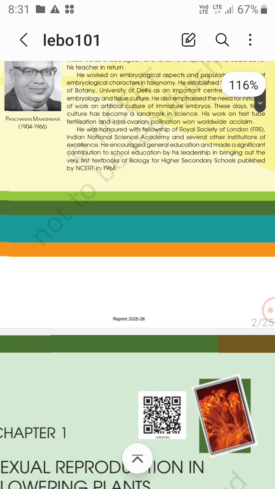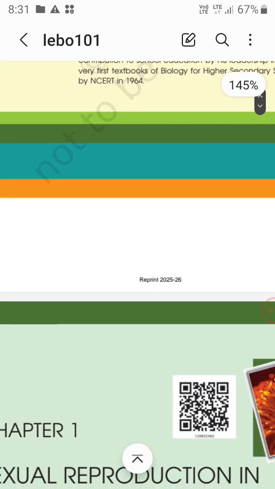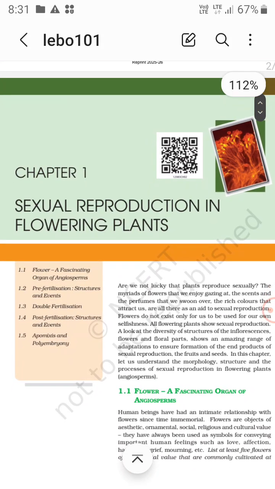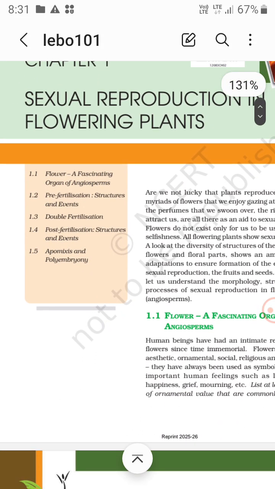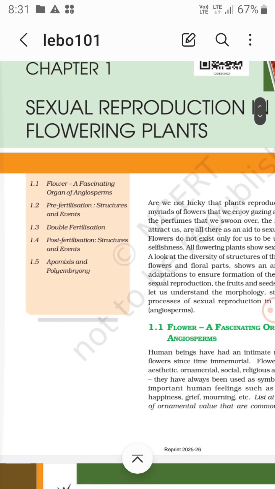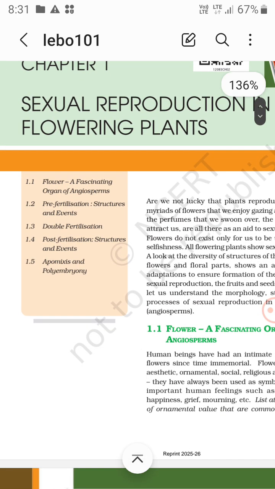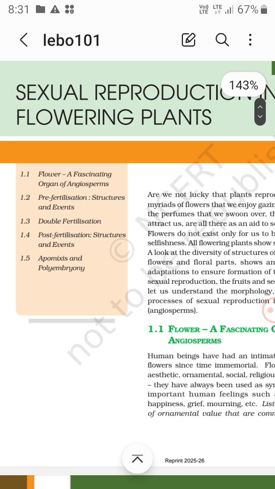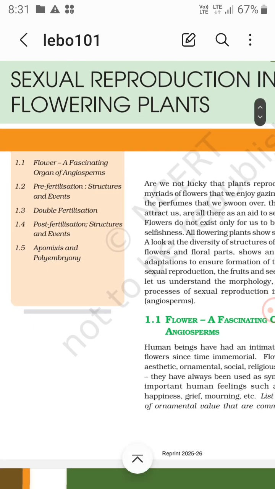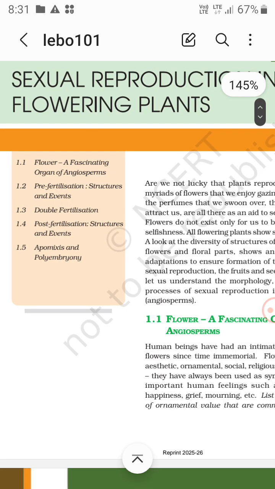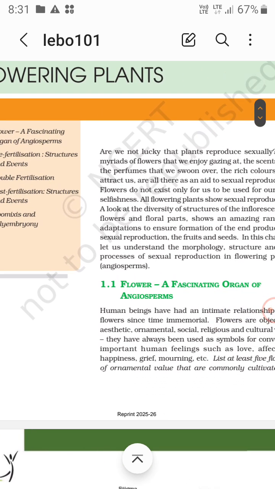Okay, so this is Panchanan Maheshwari. Anyways, chapter 1: sexual reproduction in flowering plants. The contents are: flower, a fascinating organ of angiosperms; pre-fertilization structures and events; double fertilization; post-fertilization structures and events; and apomixis and polyembryony.